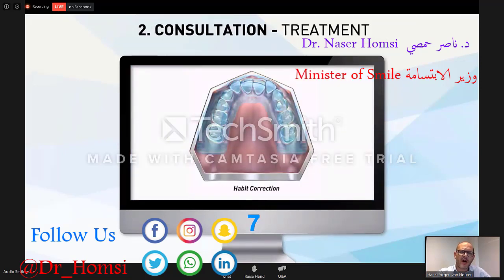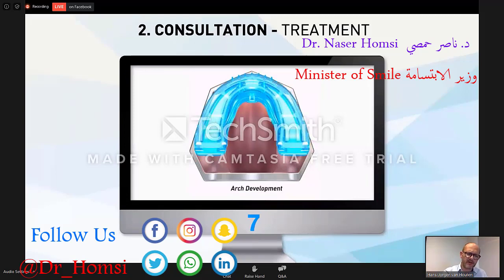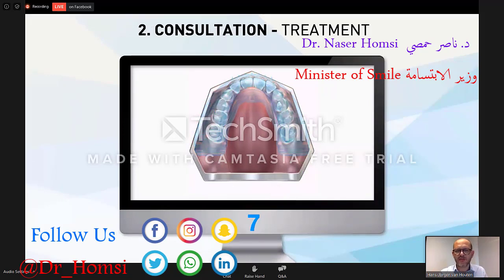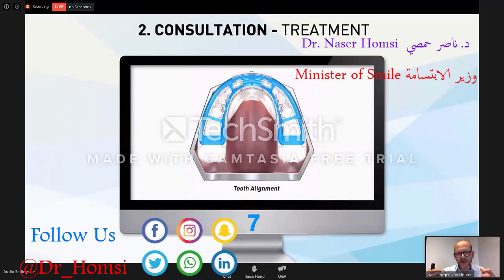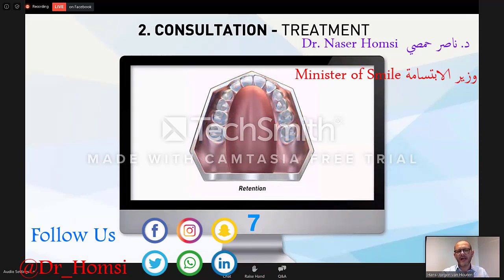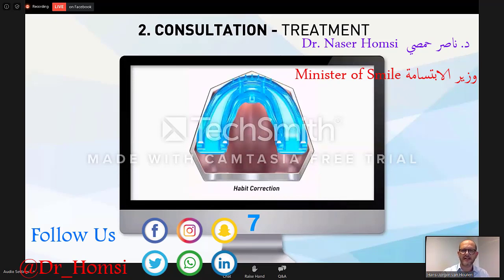The treatment. So what are we going to do? What is our main goal? What is our target? With the appliance, we want mouth breathing to be changed into nasal breathing. We want to create a wider arch because of the position of the tongue. And in the end, there will be some retention and some tooth alignment. So as a bonus, you also get straight teeth. But the most important thing is that the bad oral habits are corrected.